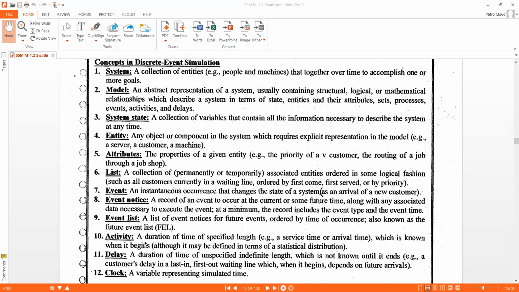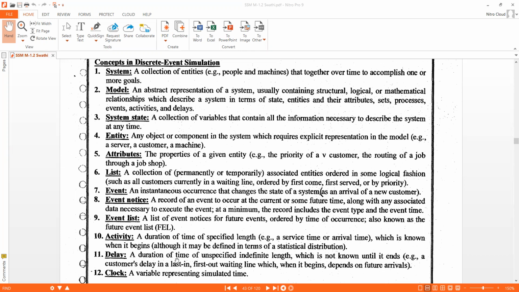Next one is activity. An activity is a duration of time of a specified length, which is known when it begins. Here the duration of time of specified length can be like service time or interarrival time, which is known when it begins, although it may be defined in terms of a statistical distribution. A duration of time of specified length, which is known when it begins, is called an activity.